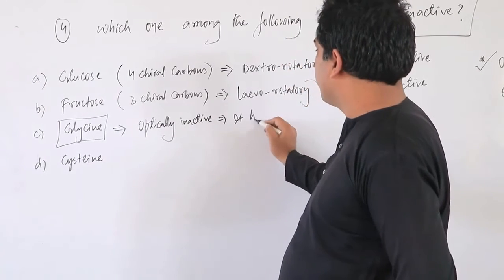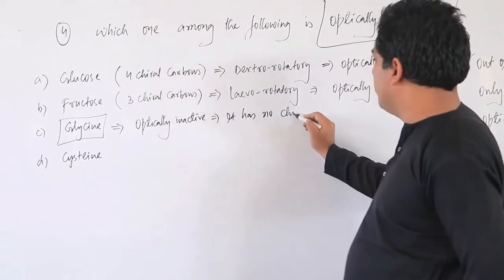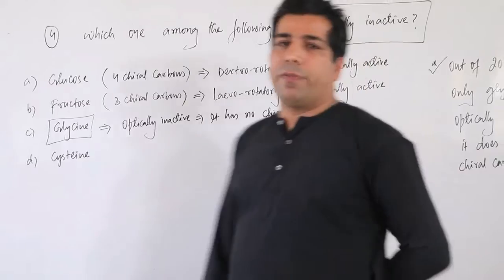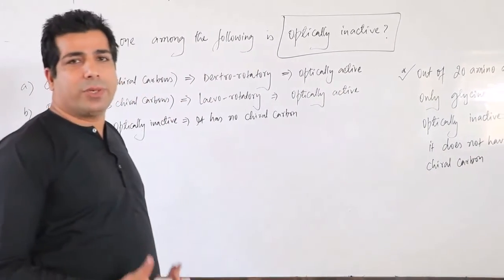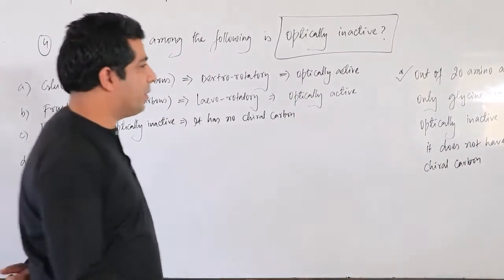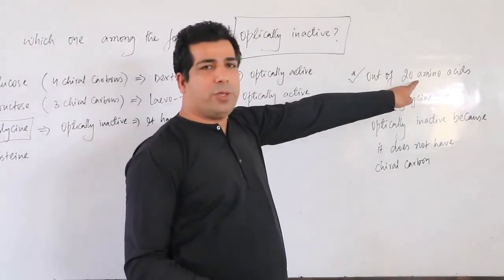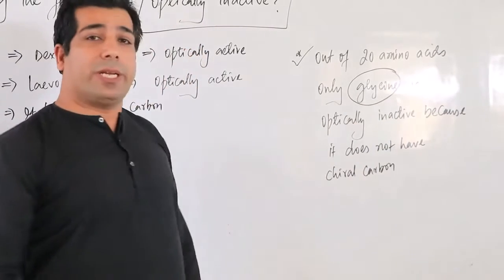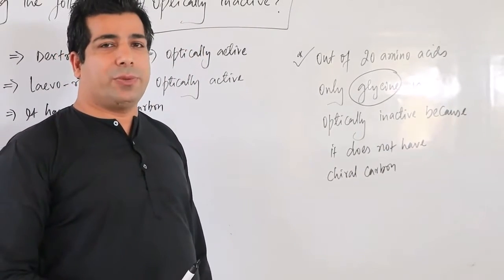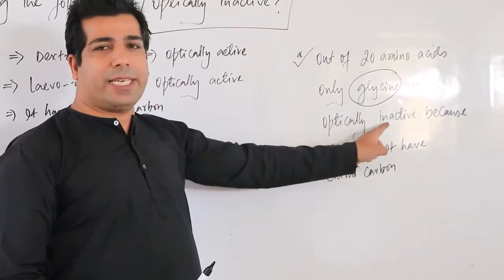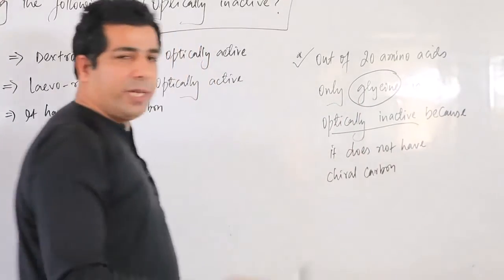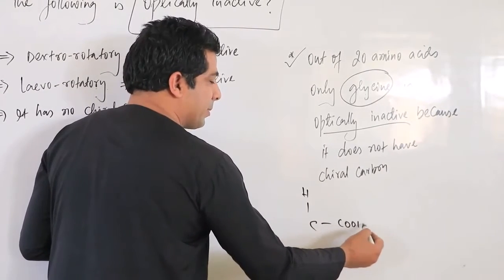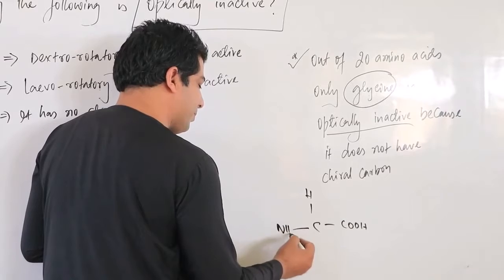It has no chiral carbon. So my dear friends, glycine has no chiral carbon, so it is optically inactive. Remember, out of 20 amino acids, only glycine is optically inactive. So the rest of the amino acids are optically active. So only this guy is optically inactive. Only glycine.